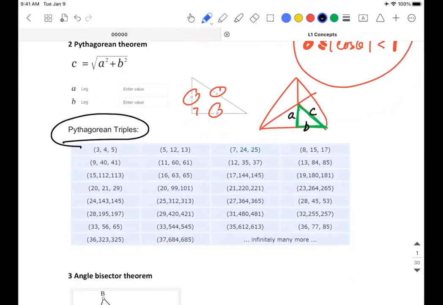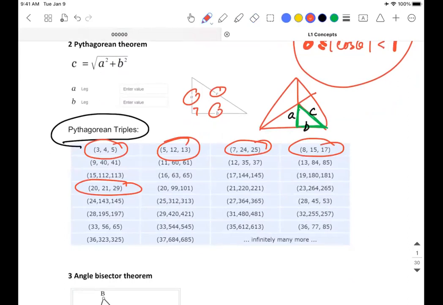So I actually did some quick analysis. We did some research for the last 20 years. So these are all the numbers they have ever tested you on in the last 20 years. 3, 4, 5, of course, right? 5, 12, 13, 7, 24, 25, 15, 8, 17, and the other one is 20, 21, 29. So these are the 5 very popular triangles, I'll say the Pythagorean triples, that have been tested in the North American math competition.